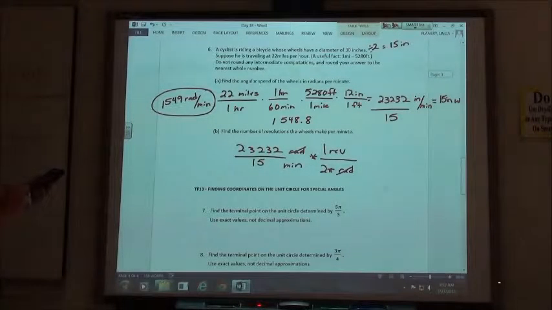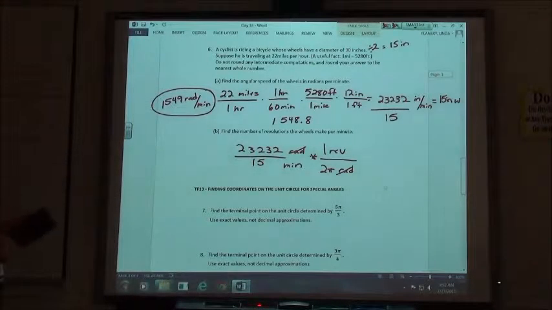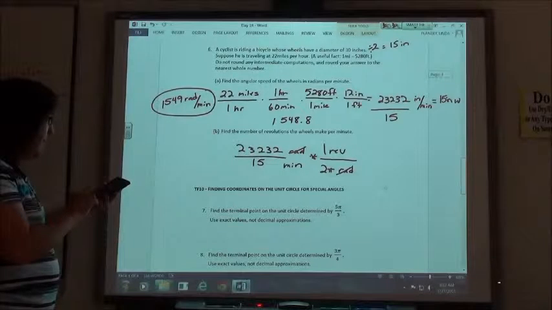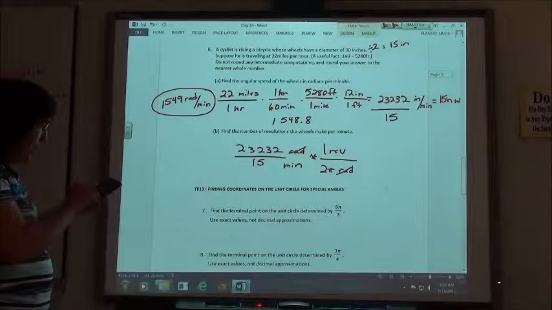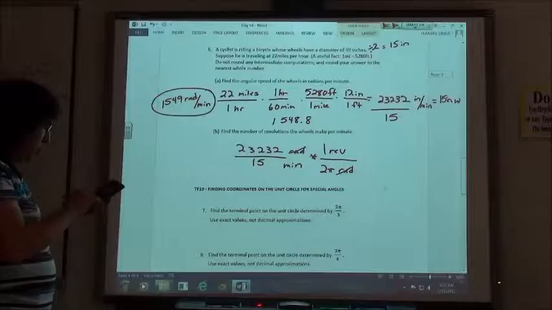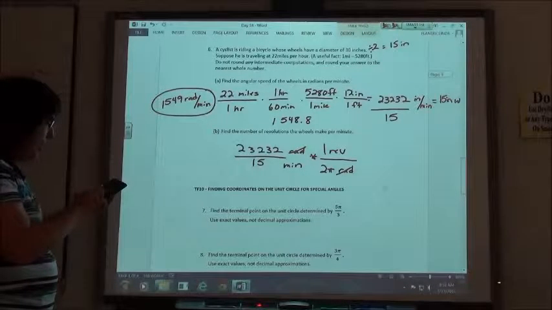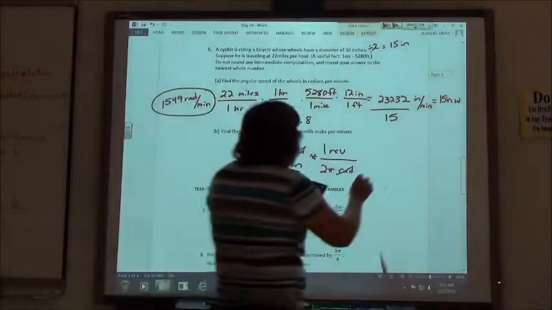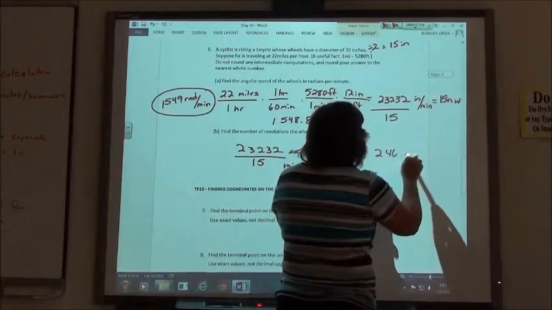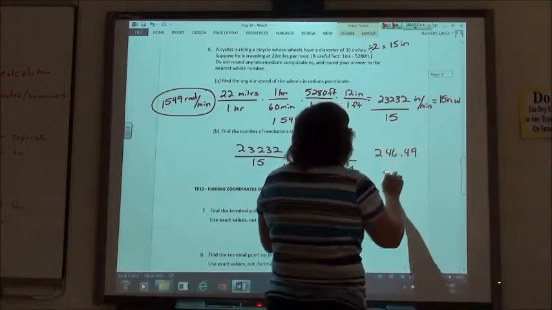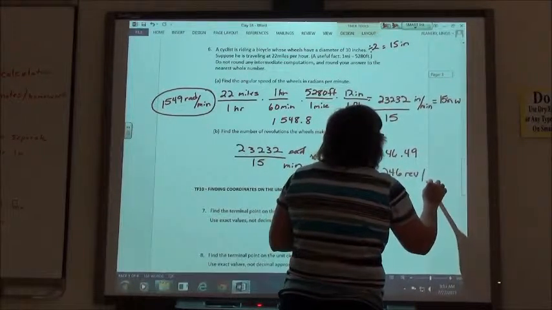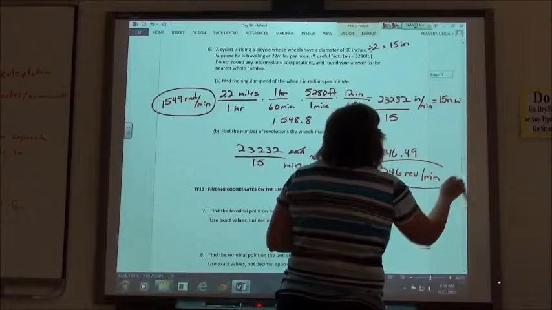So I'm going to take my 23,232. I have to divide that by, and since there's more than one thing on the bottom, I'm going to use parentheses. So parentheses, 15 times 2 pi, close my parenthesis, and I get 246.49. So rounding that off, 246, and that would be in revolutions per minute.